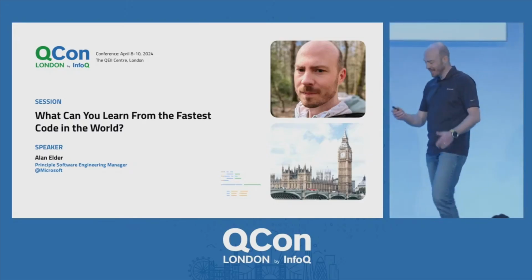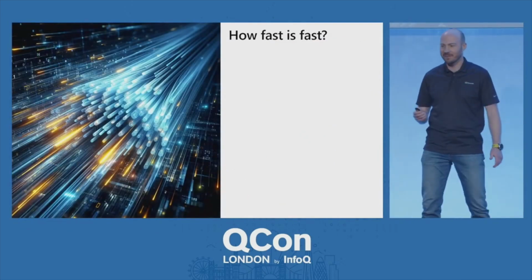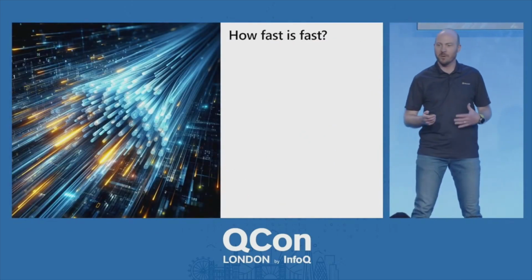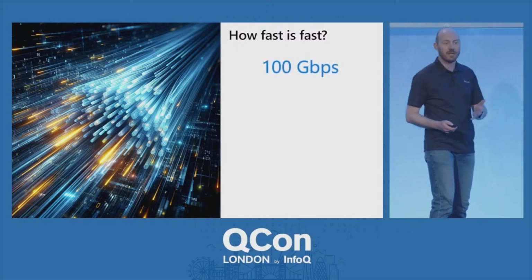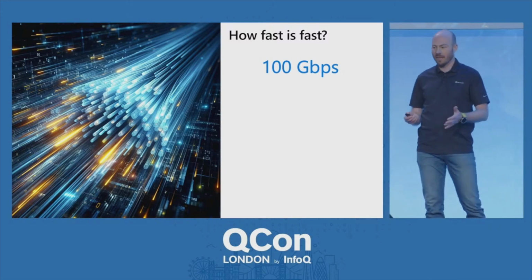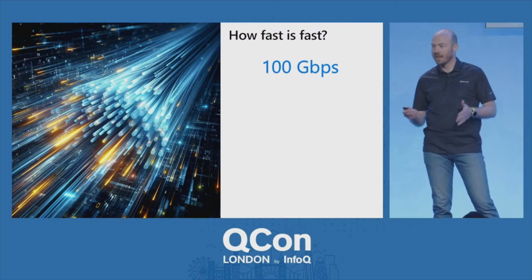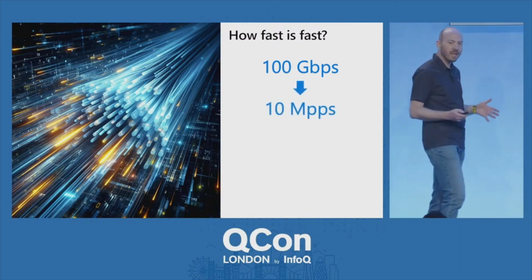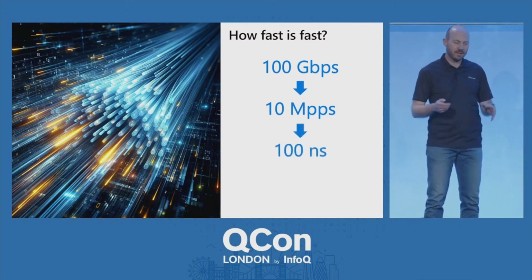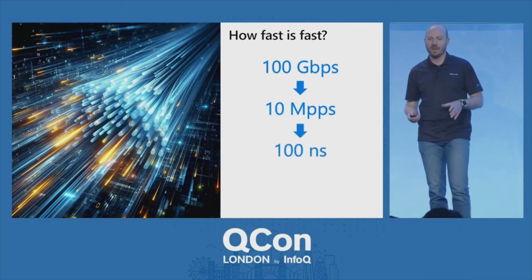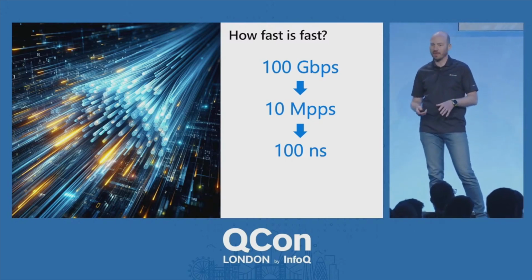Fastest code in the world. That is a bold claim. But what do I mean by fast? How fast is fast? Well, I come from the world of networking. And in networking these days, 100 gig NICs are really common. But what does a 100 gig NIC actually mean? Well, if you make some assumptions about packet sizes, a 100 gig NIC is about 10 million packets per second. If you do a bit more maths, you get to 100 nanoseconds. So 100 nanoseconds is your time budget for processing a packet.